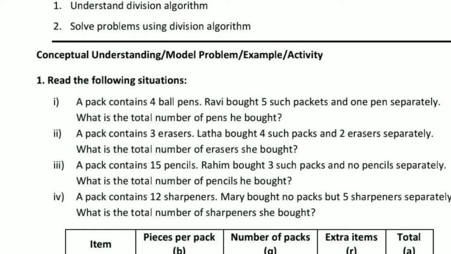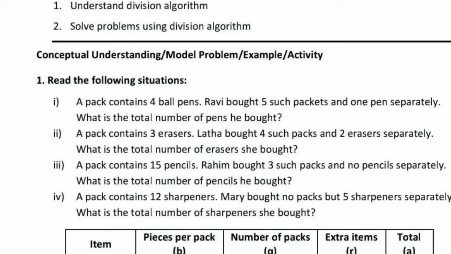Now the third situation: a pack contains 15 pencils. Rahim bought 3 such packs and no pencils separately. What is the total number of pencils he bought? Now the fourth situation: a pack contains 12 sharpeners. Mary bought no packs but 5 sharpeners separately. What is the total number of sharpeners she bought?